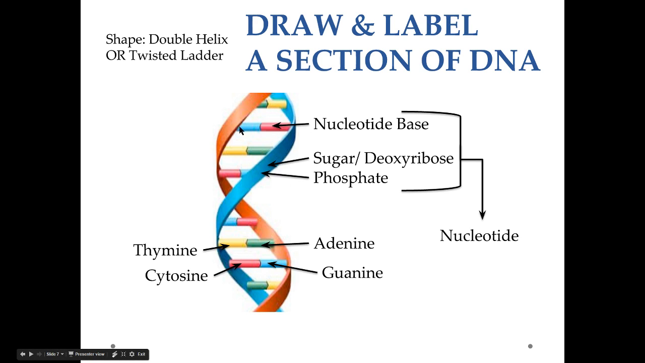So here's our DNA structure again with our nucleotide base, our sugar deoxyribose, and our phosphate right here. These three together are what make the nucleotide. So you've got the nucleotide base, the sugar deoxyribose, and the phosphate. For example, you have the adenine right here, and then you have your sugar and your phosphate, which in turn would be a nucleotide. So that's it for the DNA structure.